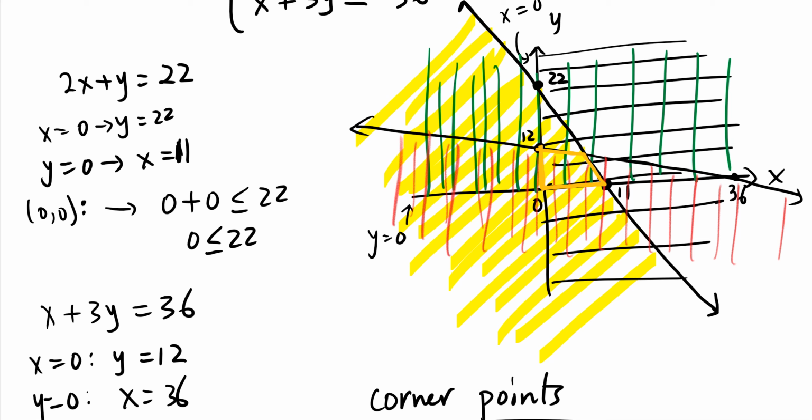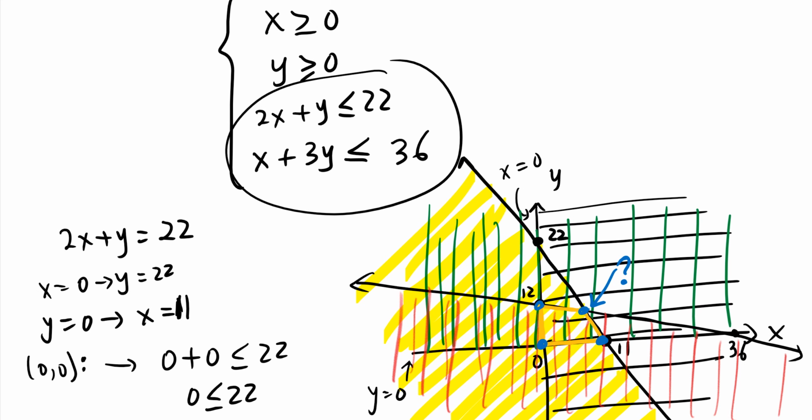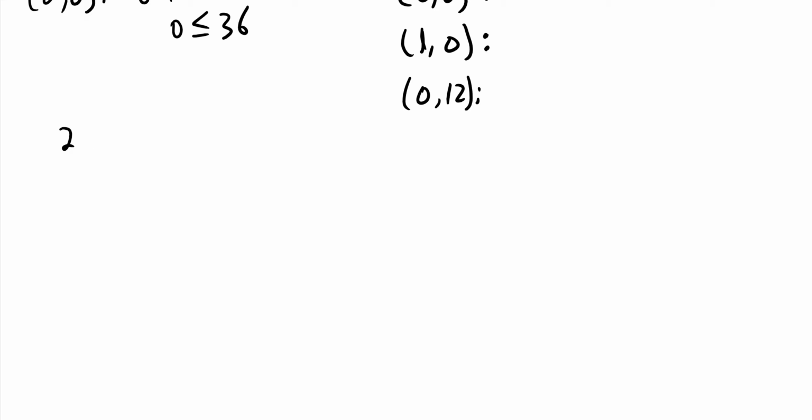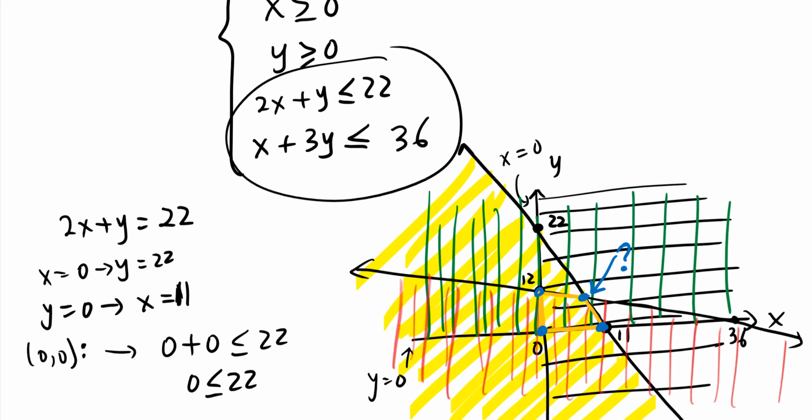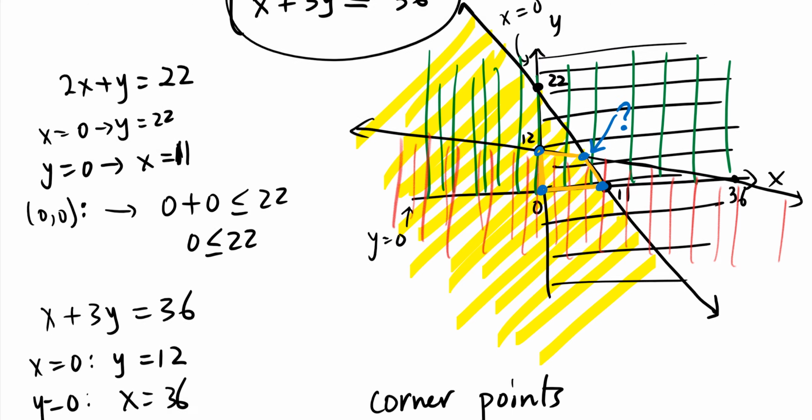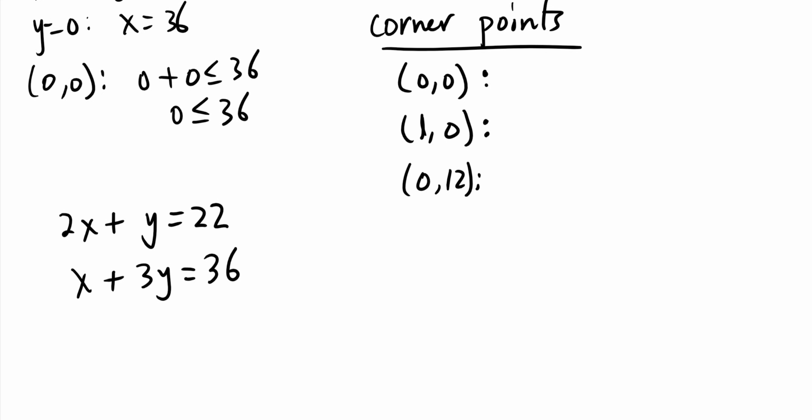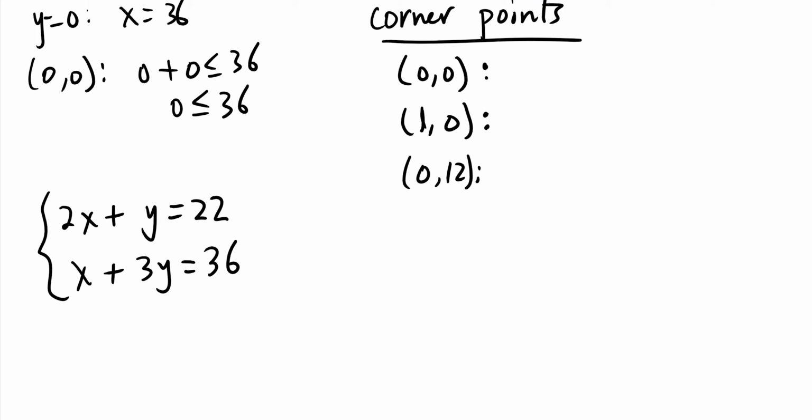So what am I going to do now? How am I going to find this point here? As I said, we have 1, 2, 3, and this point. How am I going to find the coordinates of that point? This is basically the intersection of the two given inequalities: 2x plus y less than or equal to 22, which I'll write as an equation, and x plus 3y equals 36. The intersection of these two lines is the point I'm looking for, the last point.